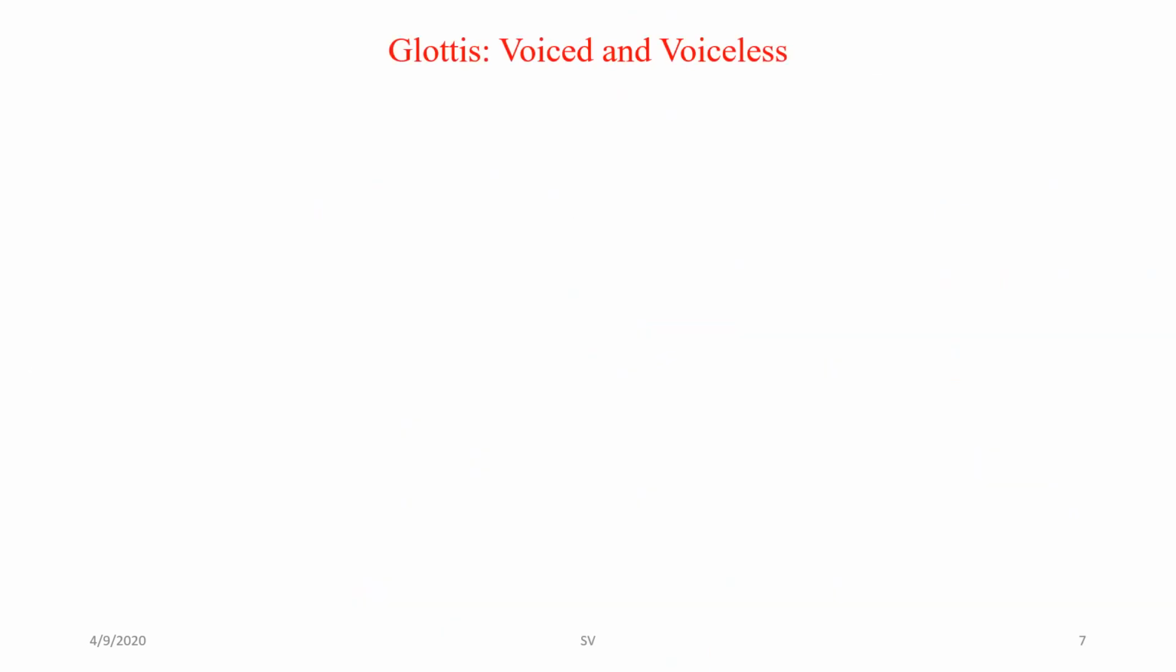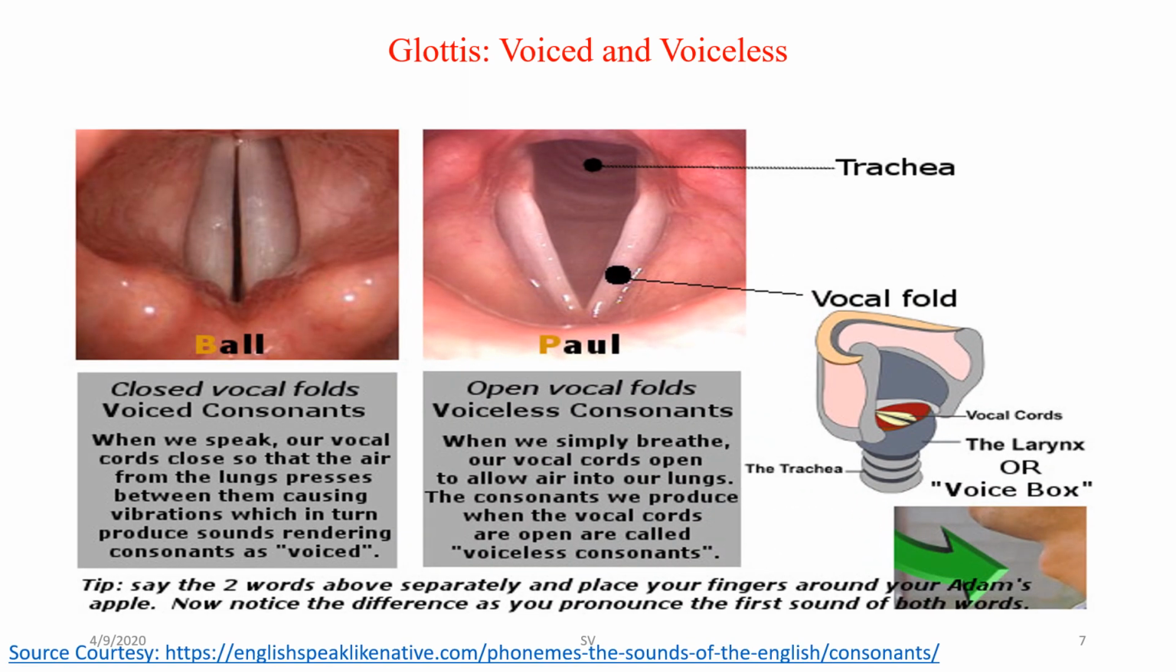On this slide, we have the glottis. This is the picture of the glottis. There are two images of the glottis on the slide. The first image shows that our glottis will be like this when we pronounce voiced consonant sounds. The second image shows that our glottis will be in this position when we pronounce voiceless consonant sounds.